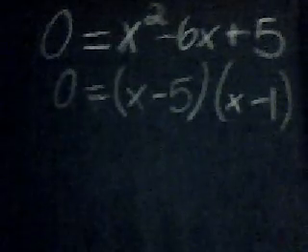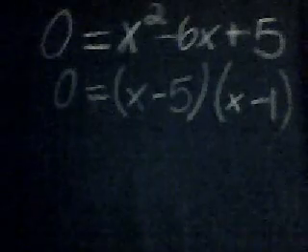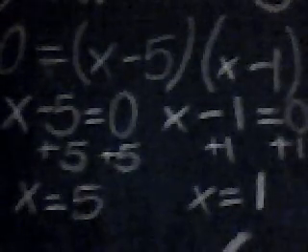Now we must set each term to 0 to find x. After setting both terms equal to 0, you are left with x minus 5 equals 0 and x minus 1 equals 0. In order to find x, on the first term we must add 5 to both sides, and you must add 1 to both sides on the second term, leaving you with x equals 5 and x equals 1.